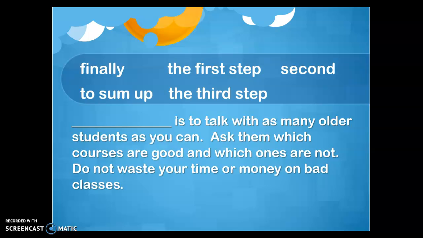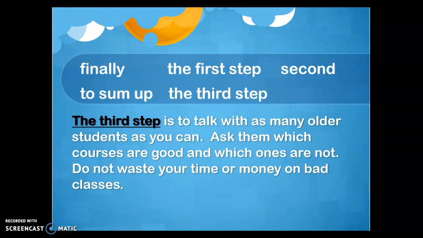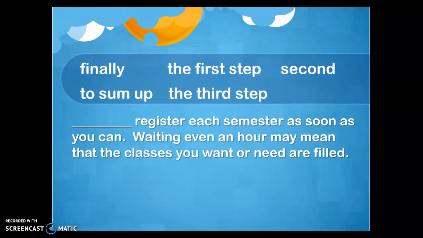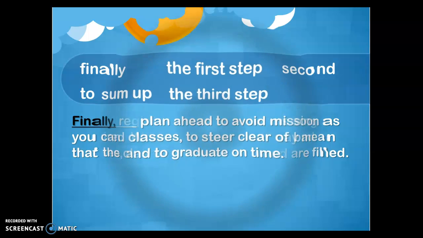Now we're on our third thing. I've got a feeling you can figure out what the next one would be. Yep, the third step. The third step is to talk with as many older students as you can. Ask them which courses are good and which ones are not. Do not waste your time and money on bad classes. And for the last thing, you probably figured this one out. Finally, register each semester as soon as you can. Waiting even an hour may mean that the classes that you want or need are filled.